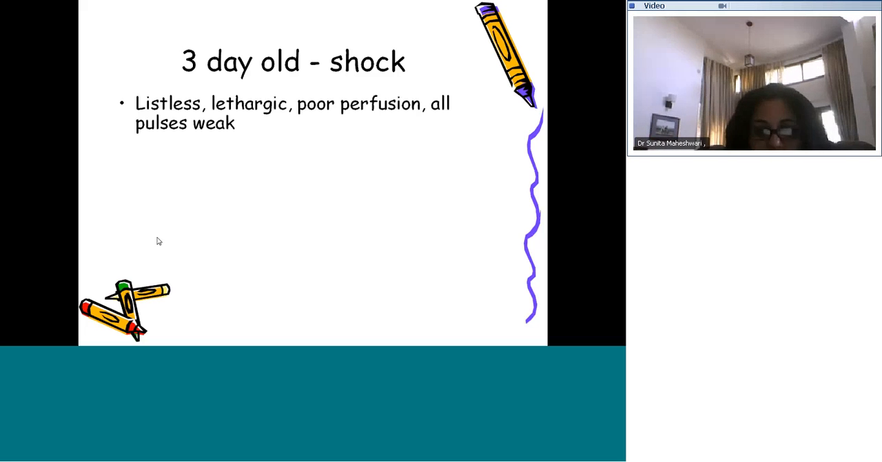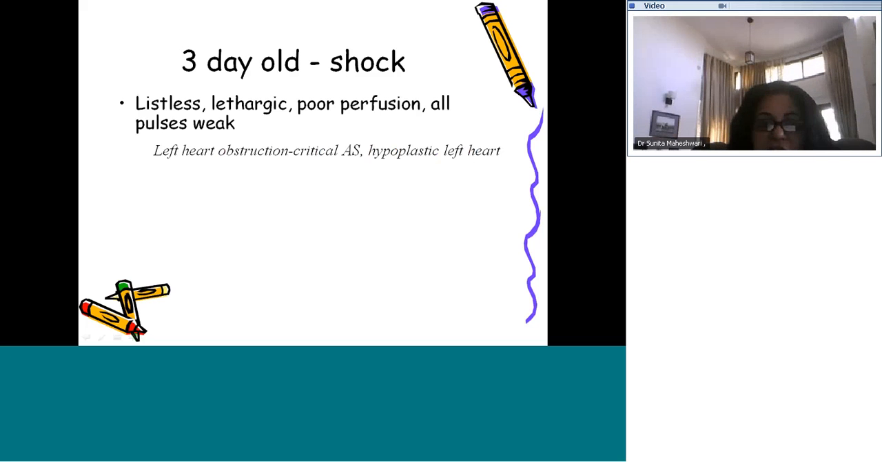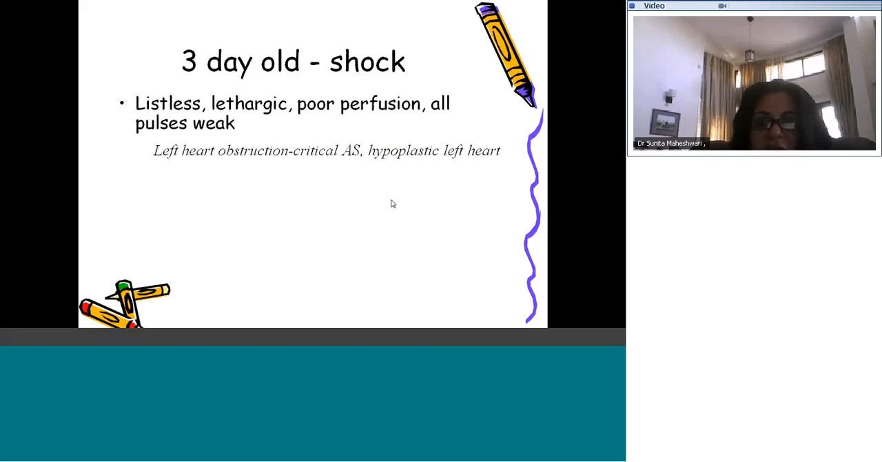Yes, so if you have cardiogenic shock, all pulses will be weak, right? And which cardiac lesions have all pulses weak? Yes, critical AS and hypoplastic left heart. So whenever you have a kid with poor perfusion, you feel the femoral pulses and then feel his radials and feel the carotids. If all of them are weak, then it is something cardiogenic, whether it's cardiogenic shock or it's a hypoplastic left heart or it's a critical aortic stenosis.